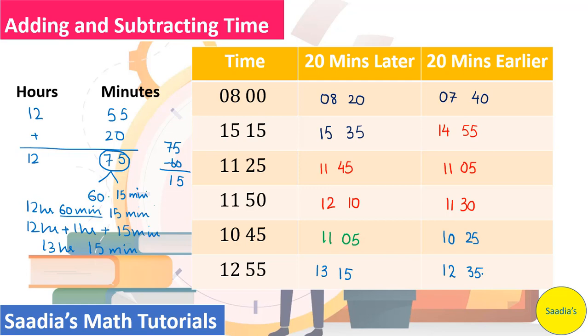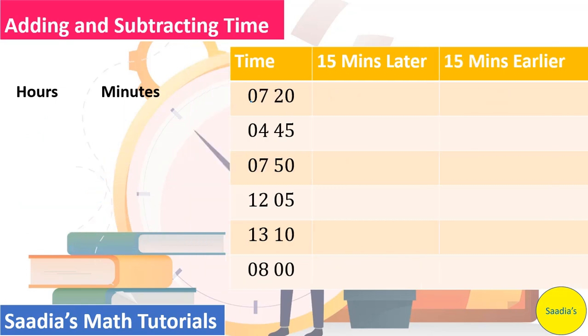Now, I'm sure you have understood it and we can do some more practice. Okay, so we have 7 hours and 20 minutes. 15 minutes later, the time would be 7 hours, 35 minutes, 7:35. And what will be the time 15 minutes earlier? Yes, 7:05. Now we have 4:45.